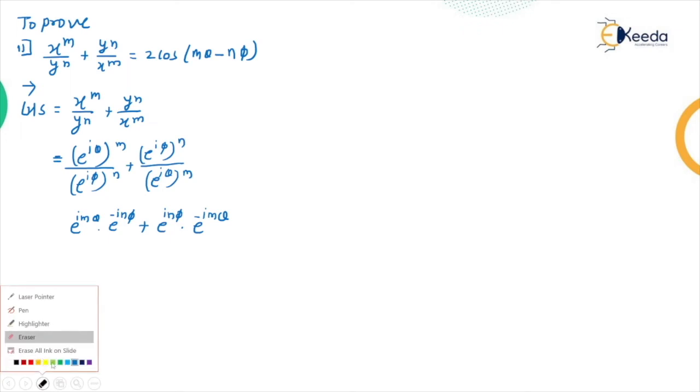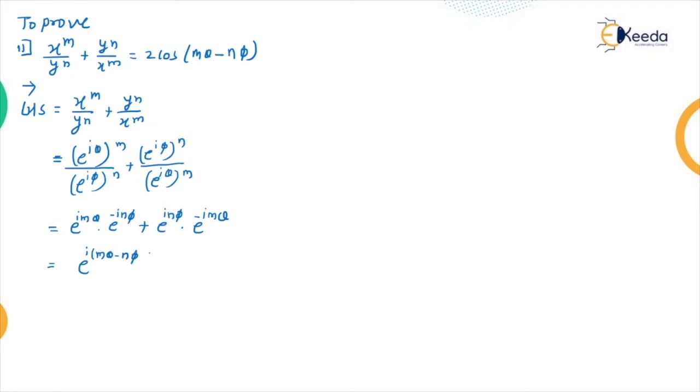So that will equal to, the base is the same, so indices add: e to the power i is common here, so this is (m theta - n phi). By using the indices property, plus e to the power i, in brackets, again (m theta - n phi). I am taking the minus sign common here.